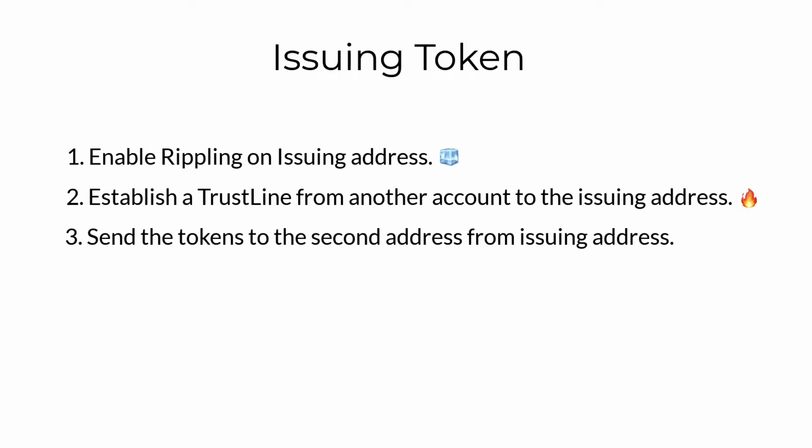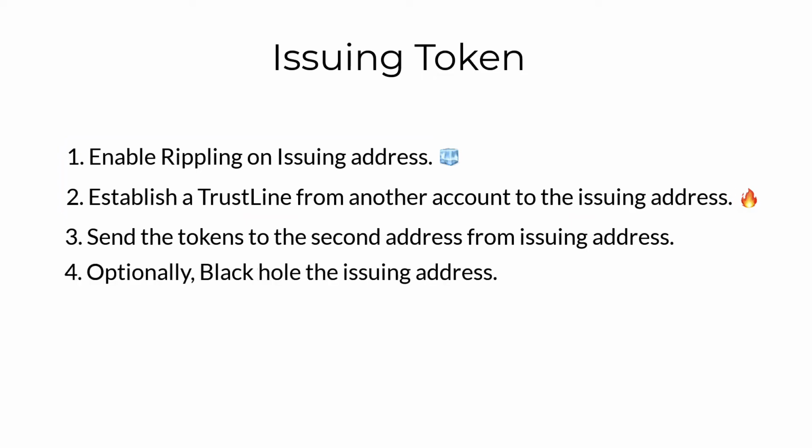Okay, and there is another step which is optional, by the way, that is to black hole the issuing address, which means just disable the master key of your issuing address and set the regular key to an R address which doesn't have a secret to it, which basically means you lose control of the issuing address. Why do we even need this? It's actually important for a couple of things.